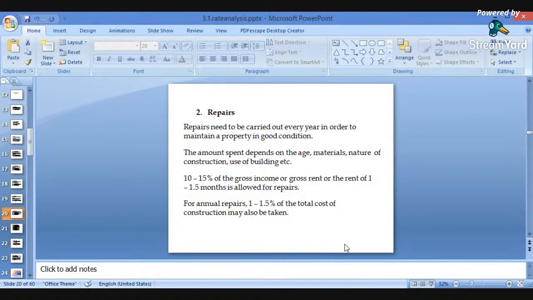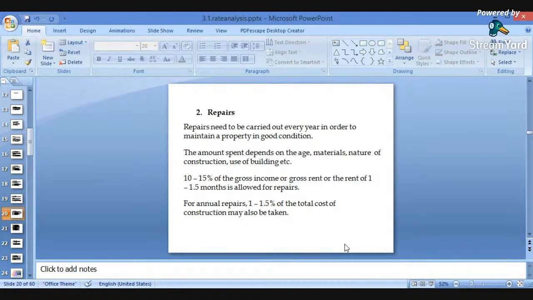The amount spent depends on the age, material, nature of the construction, use of buildings, etc. The amount used for repair works will depend on the age of the building, whether it is 10 years, 20 years or 50 years. What is the lifespan or age of the building, and what materials were used at the time of construction?